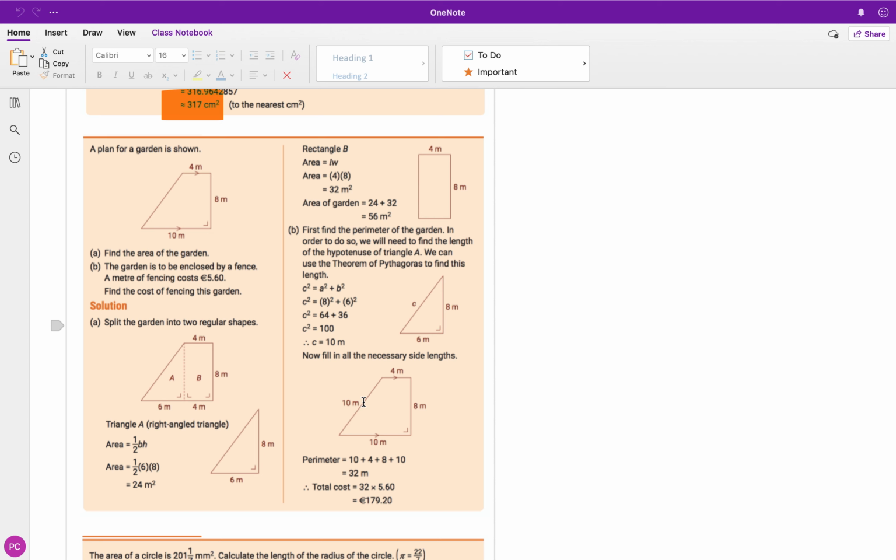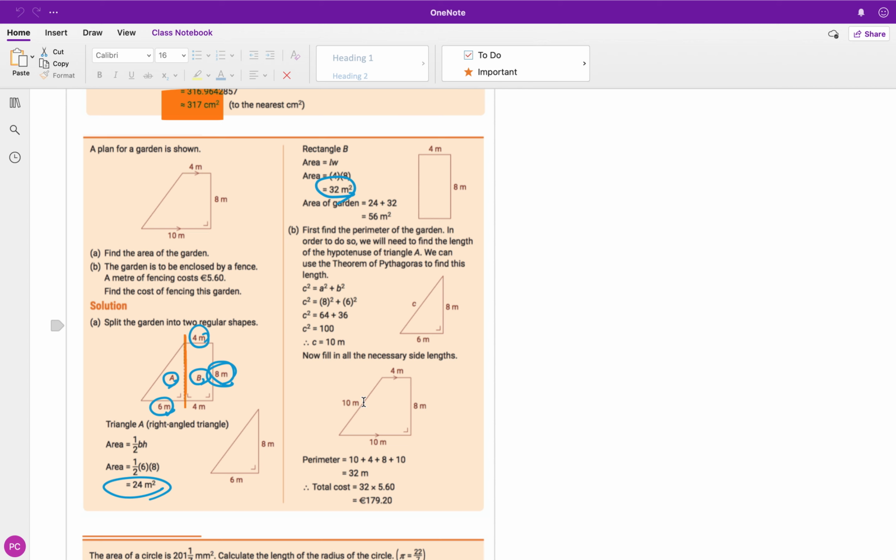So what you're going to do, and you see they do it here, is draw the line down and separate it. And now we have a triangle and we have a rectangle, and we can do something with that. The rectangle is going to be 8 by 4, which gives us 32 meters squared, and we can get the triangle as half of 6 multiplied by the height, which is 8, which is going to give us 24 meters squared.